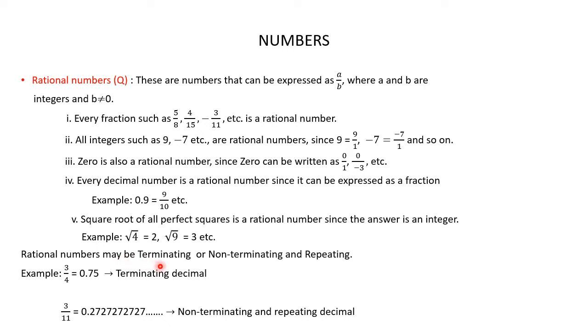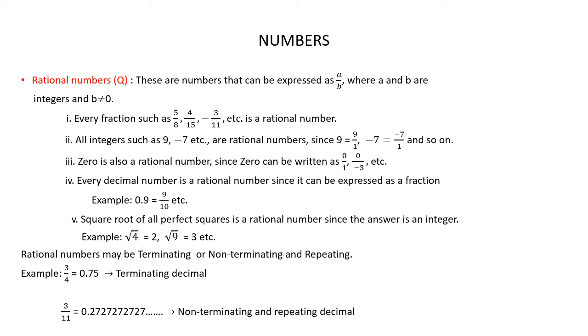Rational numbers may be terminating or non-terminating and repeating. For example, take the rational number 3 upon 4. When you divide 3 by 4, you will get the answer as 0.75. This is a terminating decimal because after the decimal point, there is a definite number of digits. The digits end or terminate after a certain point. So this is a terminating decimal.